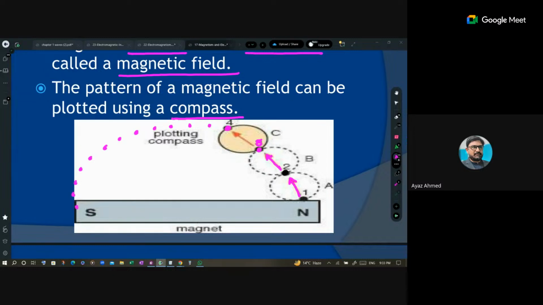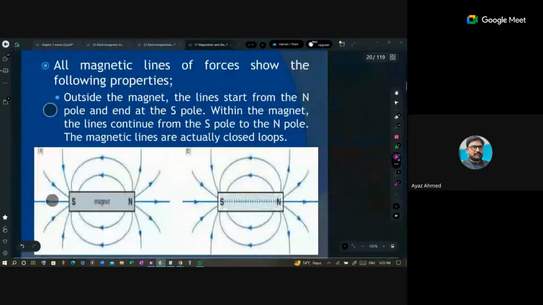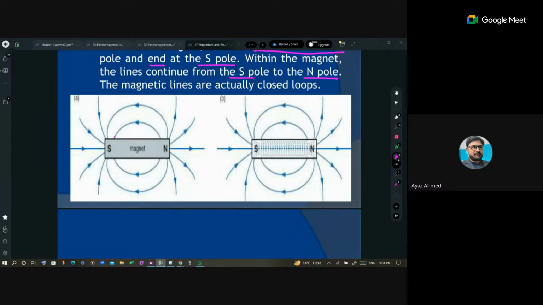Now you will draw the magnetic field line from north to south in this way. This is the method to draw the magnetic field lines around a bar magnet. All the magnetic field lines of force show the following properties. Outside the magnet, the lines start from the north pole and end at the south pole. Within the magnet, they go from south to north. This is very important: they make a closed path this way. Check this one out.